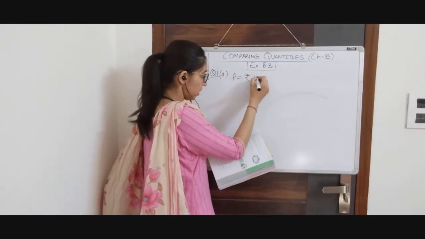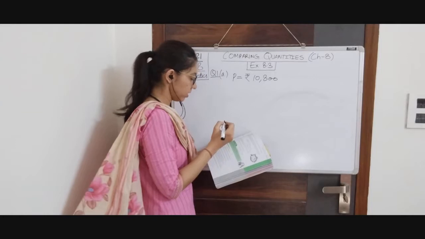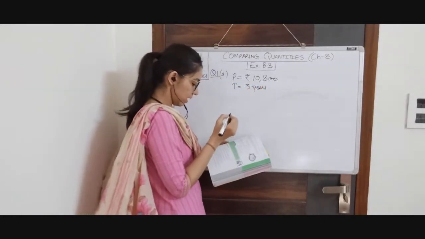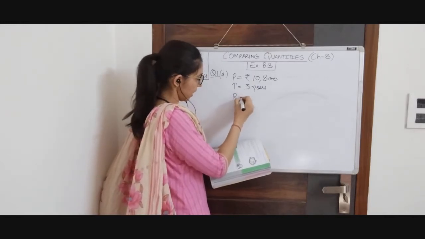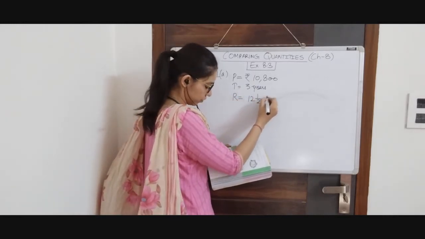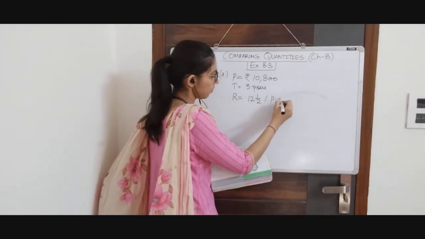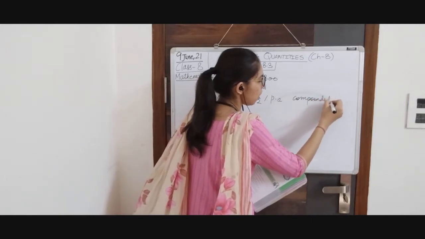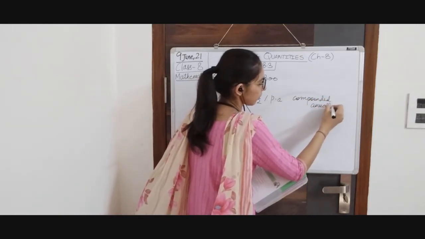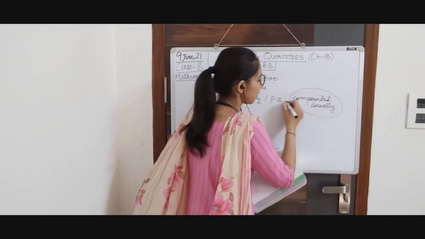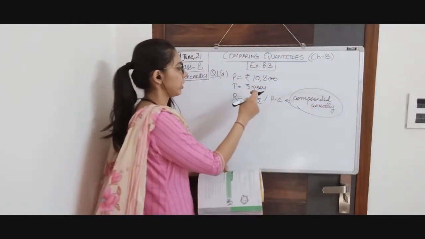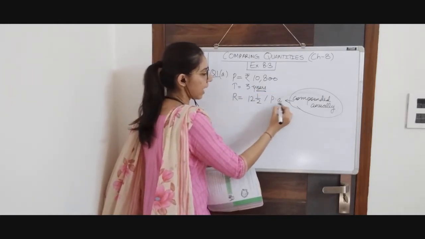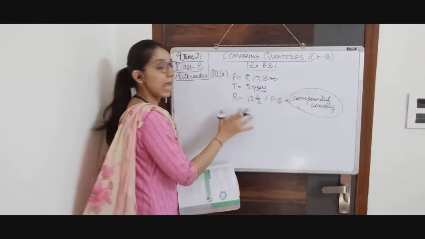P is 10,800. Time is 3 years, at a rate of 12 1/2 per annum, compounded annually. You have to focus on this term before starting your question. This is compounded annually, so T and R should be in years and per annum. It means we don't have to make any changes.